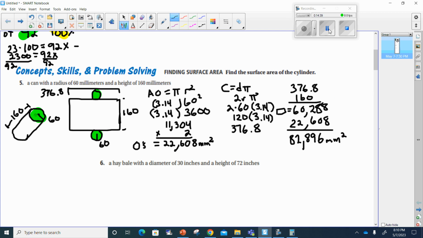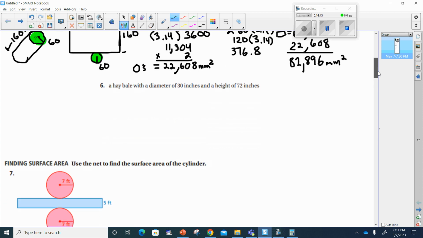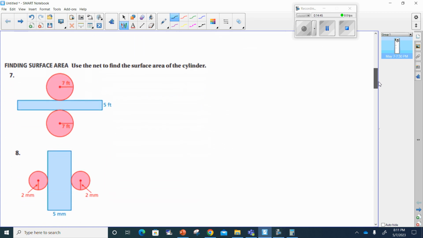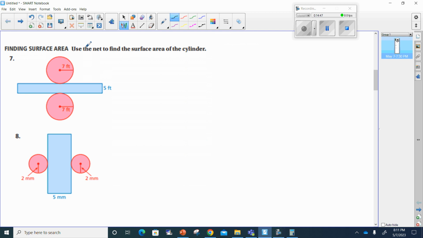All right, let's move on. We're coming back down to, let's see, number 6 is yours to do. That means number 7 is mine. It says find the surface area. Use the net to find the surface area. Look at this. This is almost exactly like the one we just did, so we'll be able to use much of the same principles and concepts that we did last time.